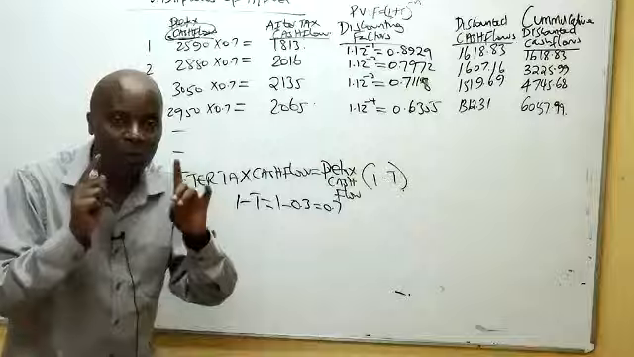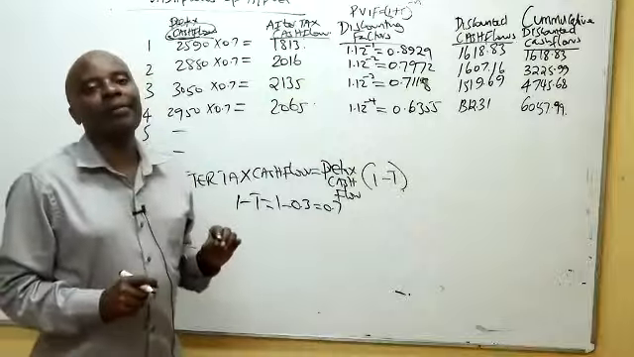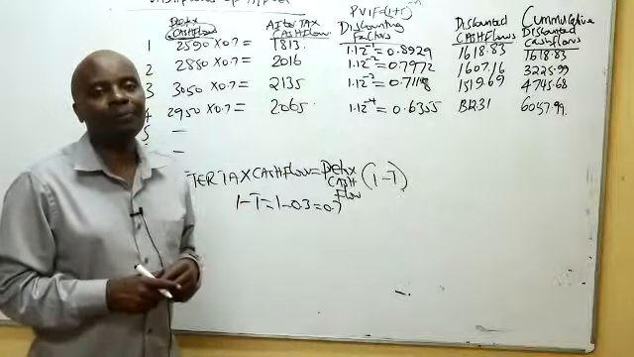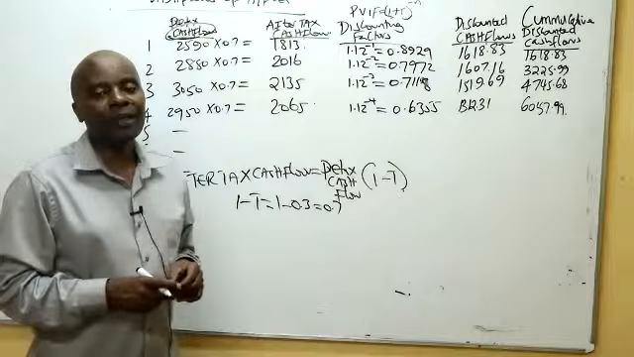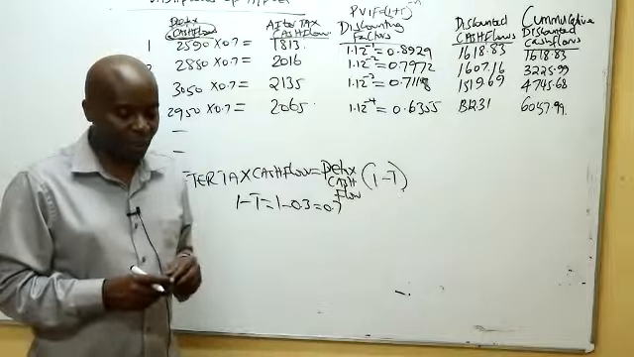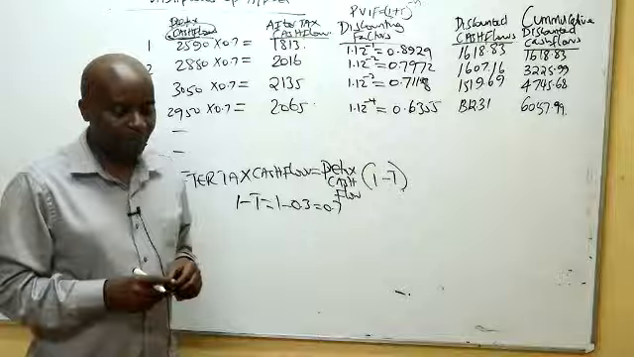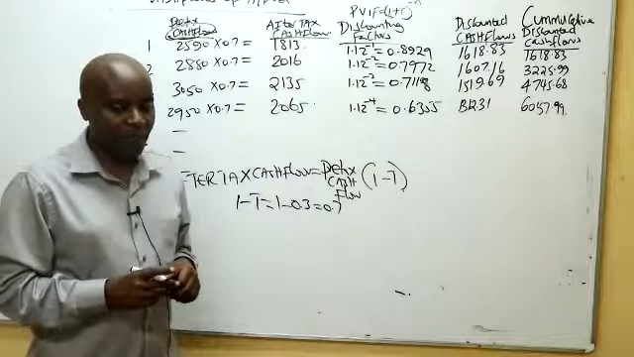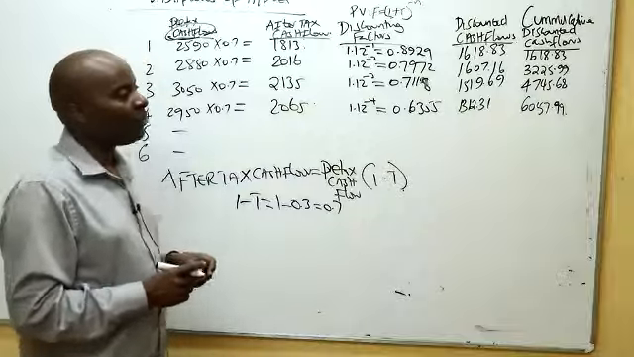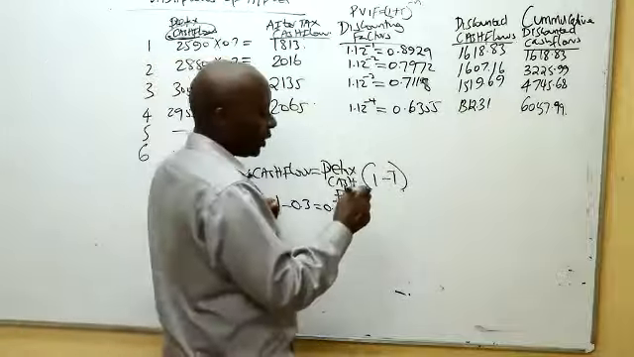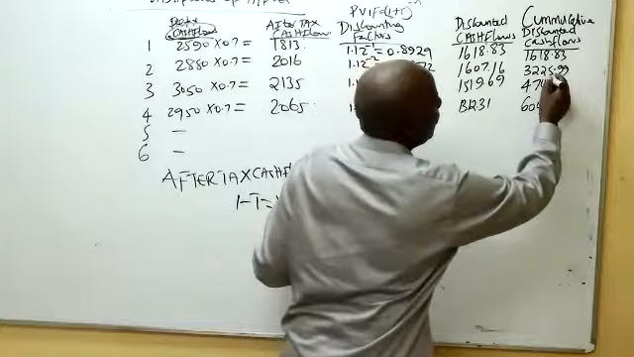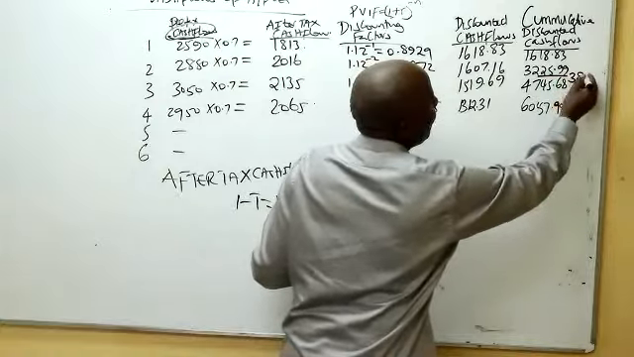Tell me, between which year and which year? Is there somebody who is able to see? Between years 2 and 3. So between years 2 and 3 here, we have our 3.8.